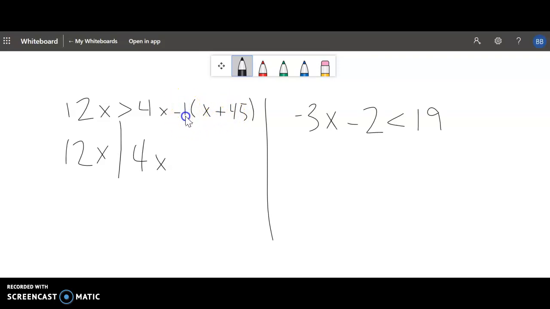If we say this is a minus 1, because that's essentially what it is, you're having negative 1 times x and negative 1 times 45. So negative 1 times x is negative 1x, and negative 1 times 45 is minus 45. And then we go ahead and move on. We have 4x minus 1x. When we combine those like terms, that's 3x.